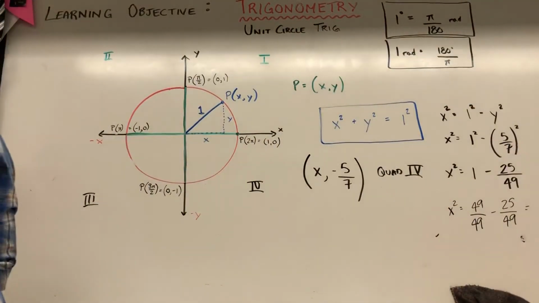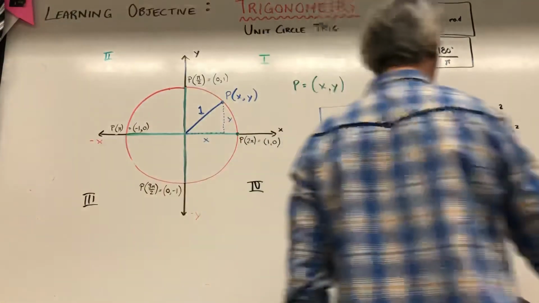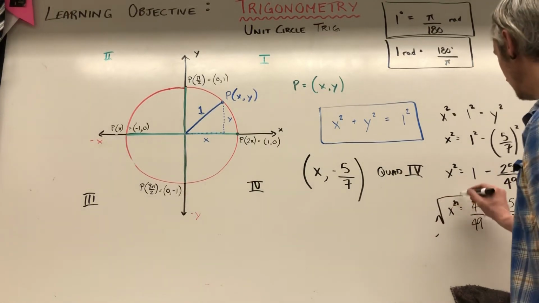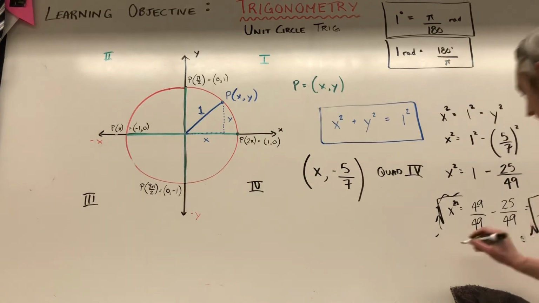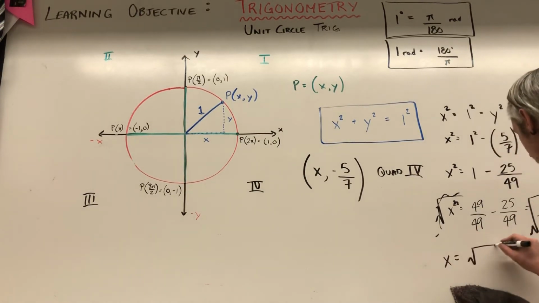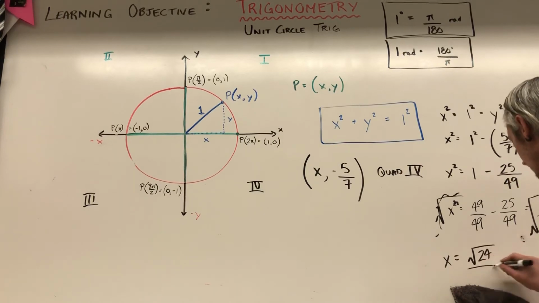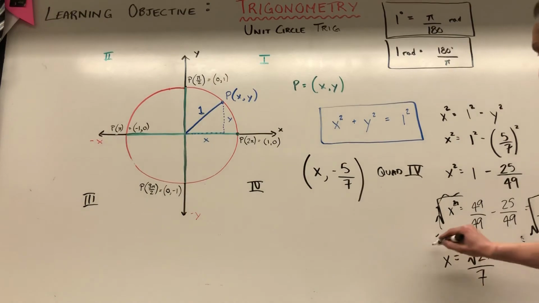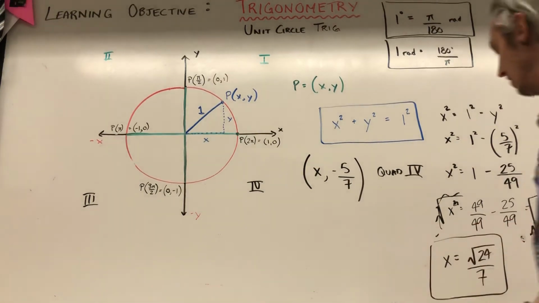I don't feel like thinking, 49 minus 25 is going to be 24, right? 24 over 49. And then if I take the square root of x squared and of this, I get x is equal to the square root of 24 over the square root of 49, which is 7. And it's going to be a positive x because it's in quadrant 4.